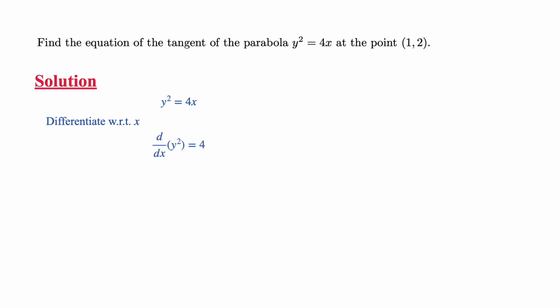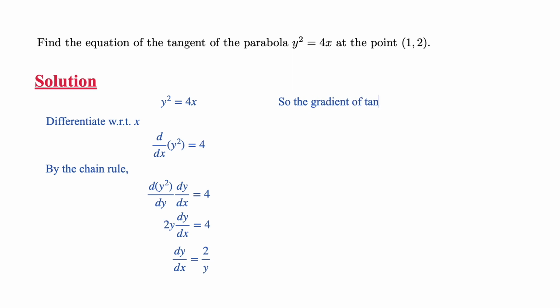Differentiating with respect to x, then we have d(y squared) by dx equals 4. Now by the chain rule, we can first differentiate y squared with respect to y, then multiply by dy by dx. Rearranging gives dy by dx equals 2 over y. Now we want the gradient of the tangent at the point (1, 2). Substituting y equals 2 gives dy by dx to be 1.